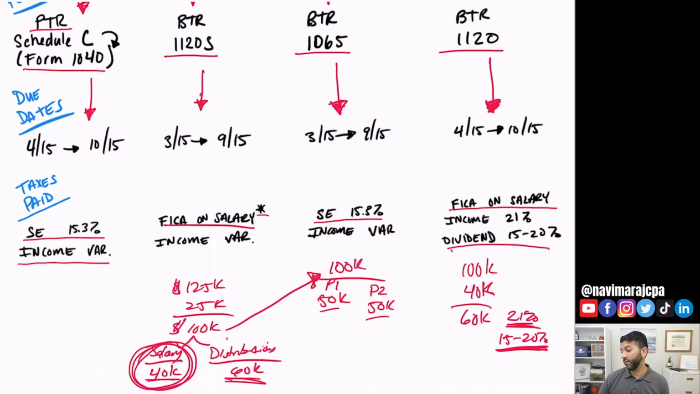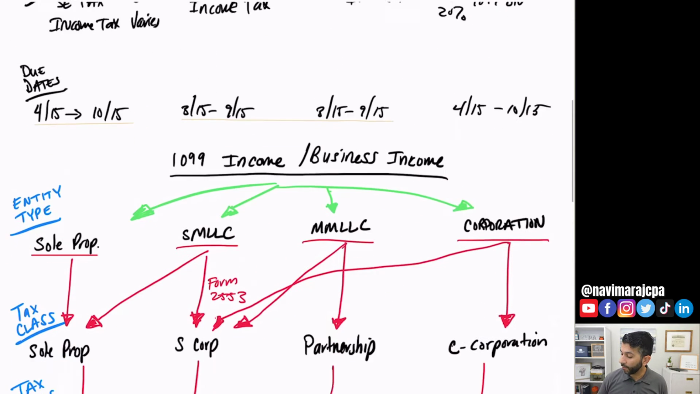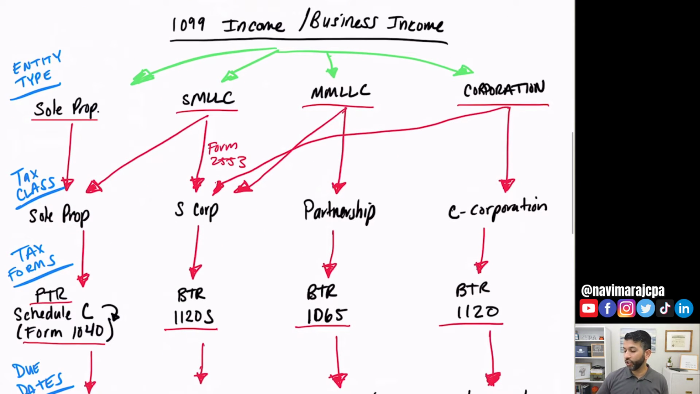Okay, so the C corporation thing probably doesn't apply to you if you're watching this video, but your 1099 income is taxed just the way any other business income is taxed. All right, you're going to put it on the appropriate tax form depending on your tax classification.